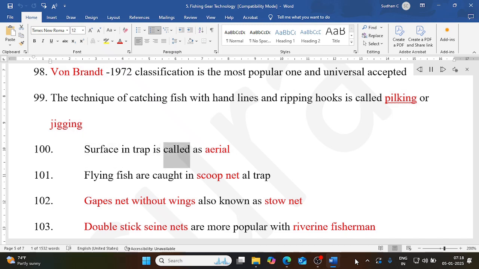Surface in a trap is called aerial. Flying fish are caught in a scoop net or trap. Gape's net without wings is also known as a stow net. Double stick seine nets are more popular with riverine fishermen.